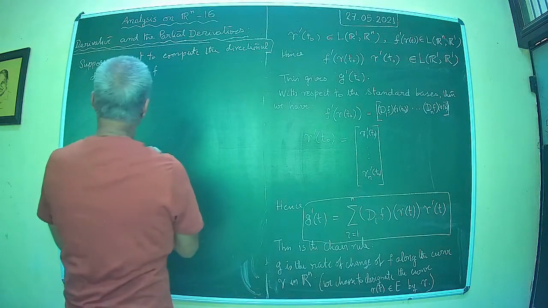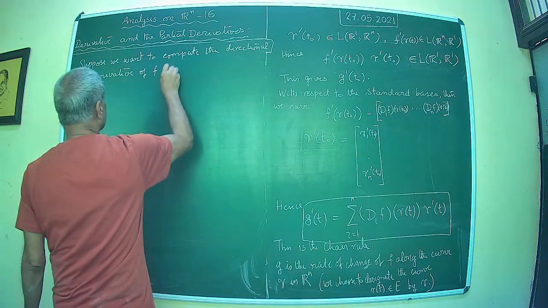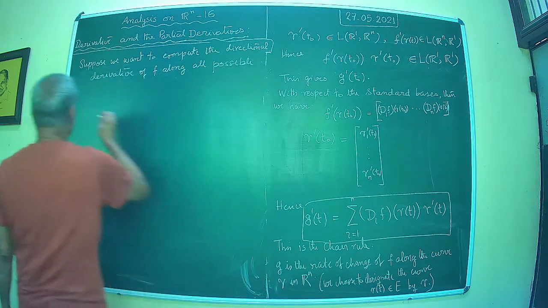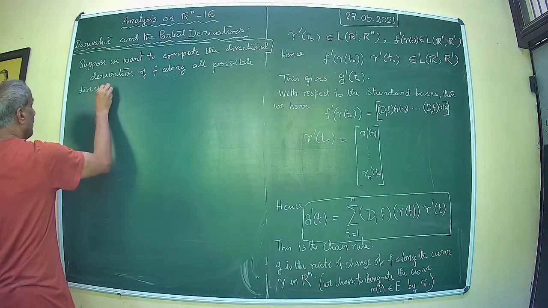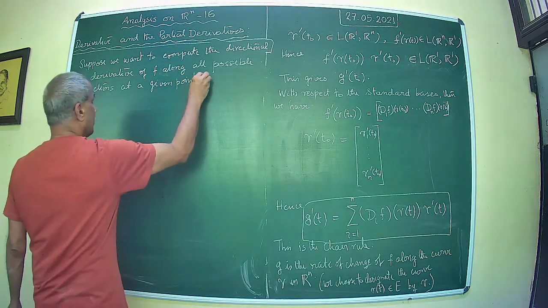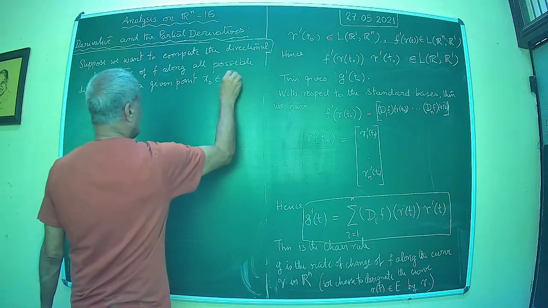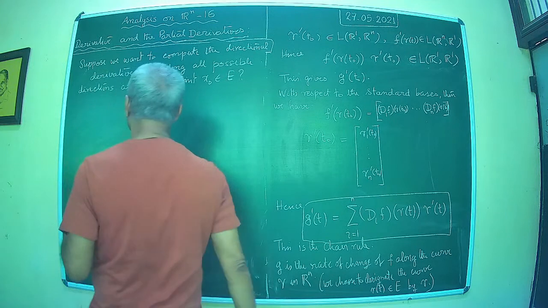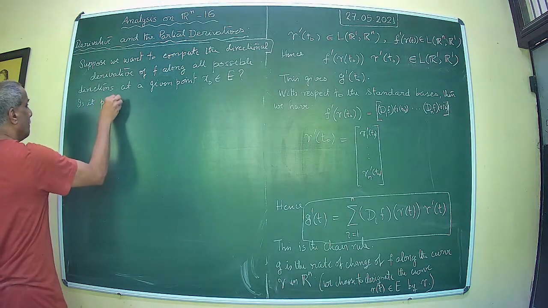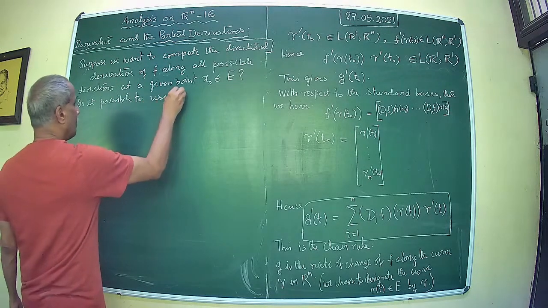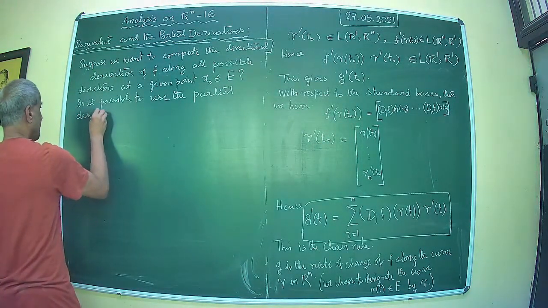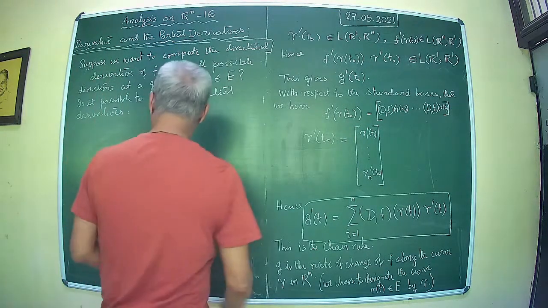F along all possible directions at a given point belonging to E. Is it possible to use the partial derivatives? This is the question that you are asking.